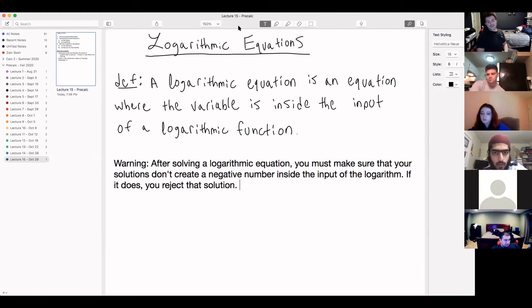So that's why we need to check our solutions to make sure they don't create a negative number inside the input. It's like when you check a rational equation and you check the solutions there to make sure you're not dividing by 0. It's the same idea. You need to be careful with your domain. We will get to that. I think I have an example of that. If not, there's one on the homework.